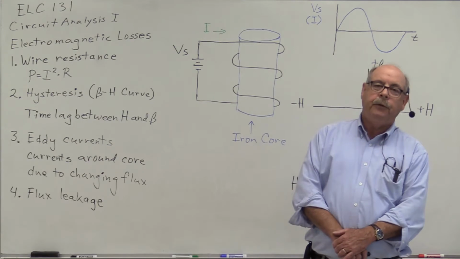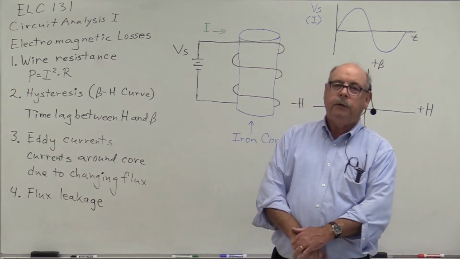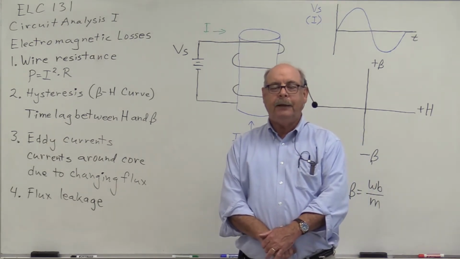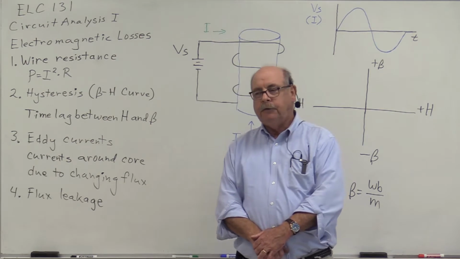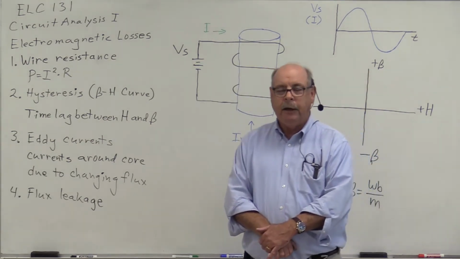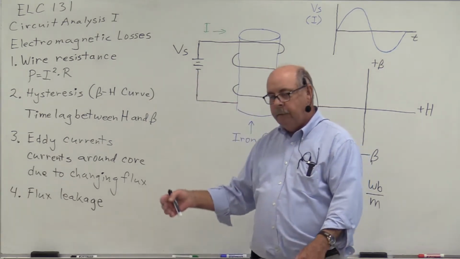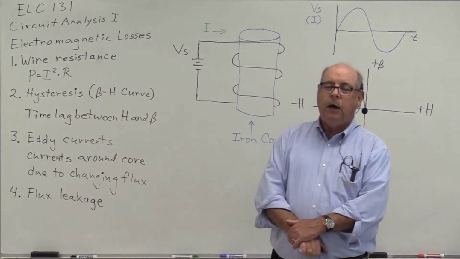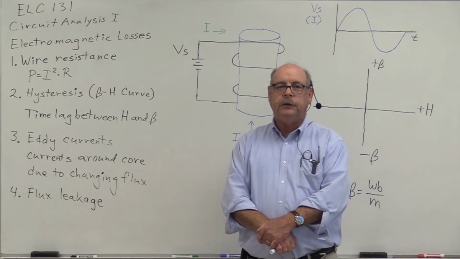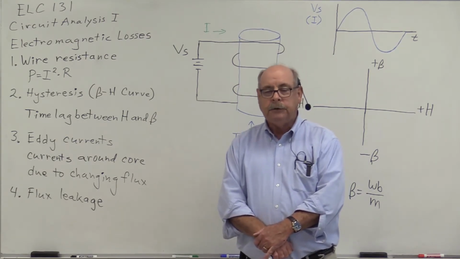This is ELC 131, Circuit Analysis 1, and today we're going to talk about losses in electromagnetic systems. Now, there's four main sources of losses in an electromagnetic system, and I have them listed in terms of the magnitude of the losses in the system. The first source of losses is what's called winding resistance, or copper losses.